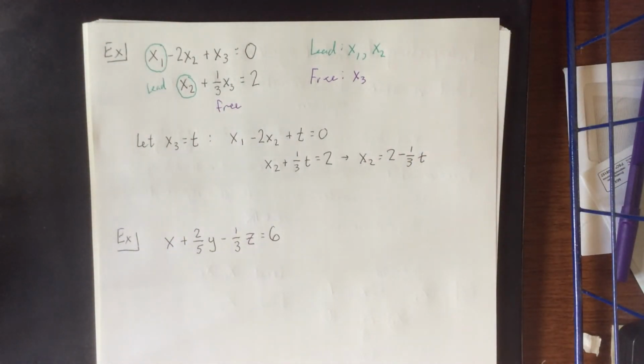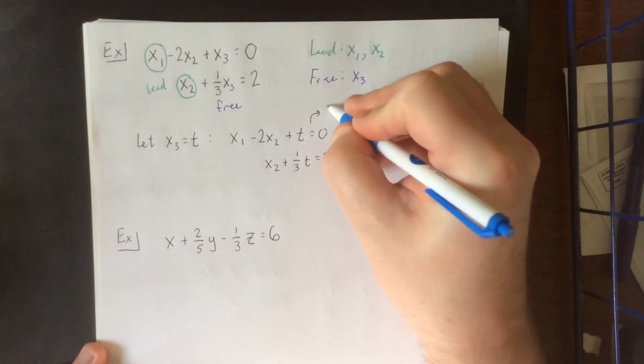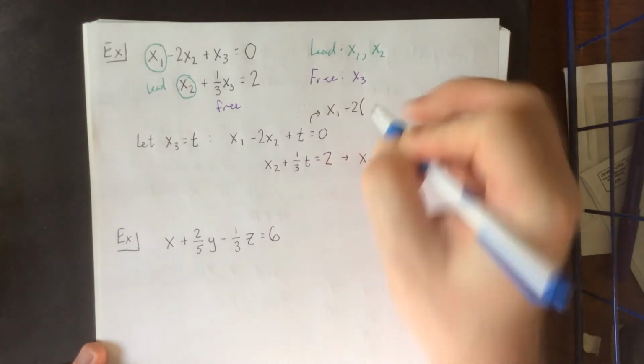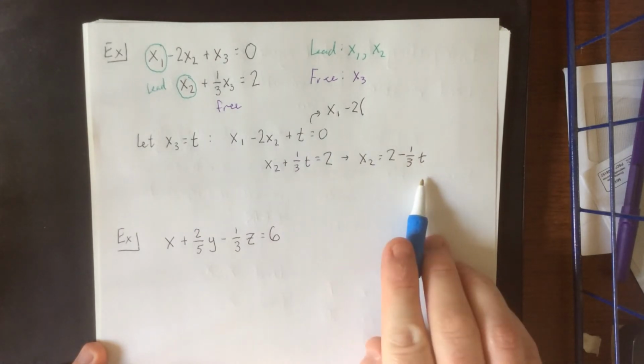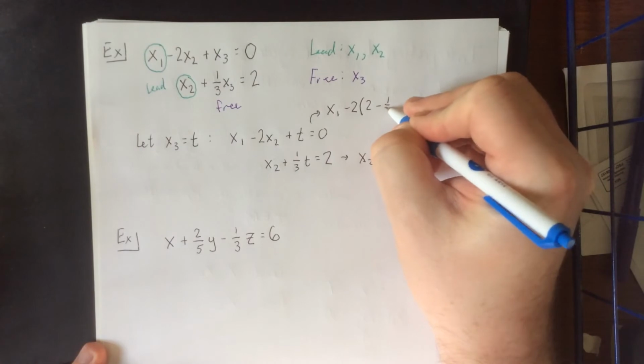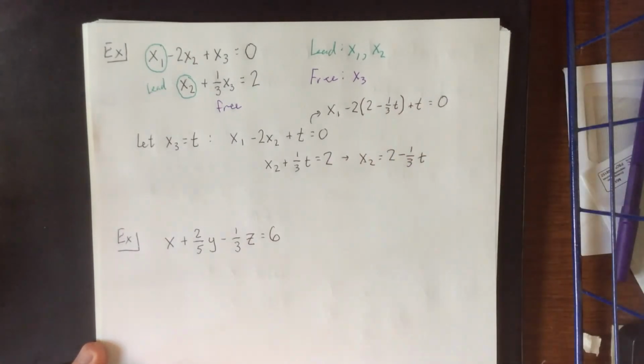Now the reason that the first equation is going to require a little bit of extra work is because it still has an x2 in it. So let's take this and put it up here. This will be x1 minus 2 times the solution that we just got for x2. We'll plug that in as well. So 2 minus 1/3 t plus t is equal to 0.